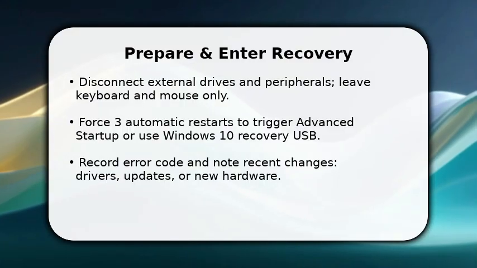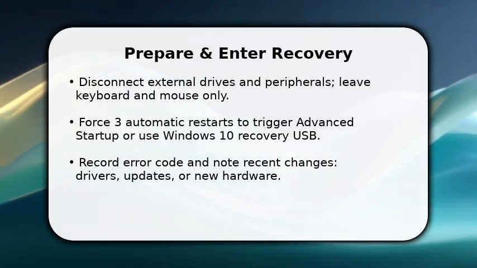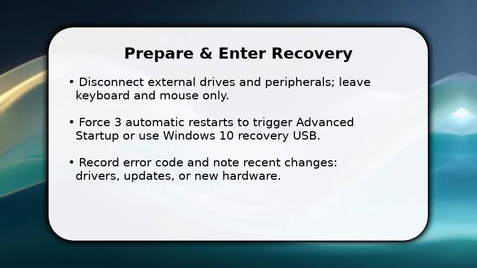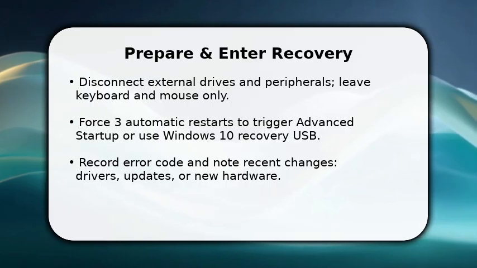You start now by isolating variables. Unplug all external drives, but keep keyboard and mouse. Once done, force 3 failed boots or boot from a Windows 10 recovery USB to reach advanced startup.